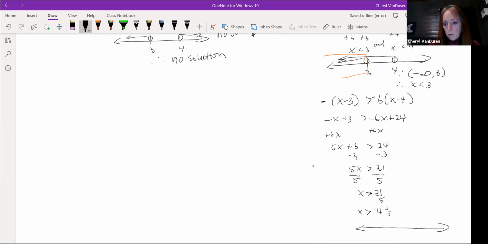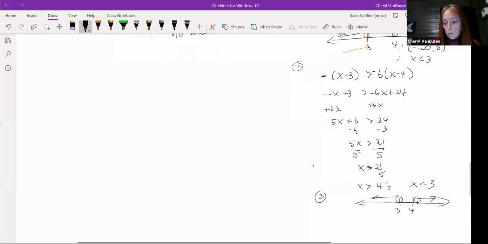So let's take these. This is step 2, and again, step 3. We're going to do this, and x is less than 3. So 3 is here, 4 is here. x is less than 3 goes like this. Greater than 4 1/5 goes like this. Therefore, there's no solution here on this one too. Not too often that we get 2 sections that have no solution.